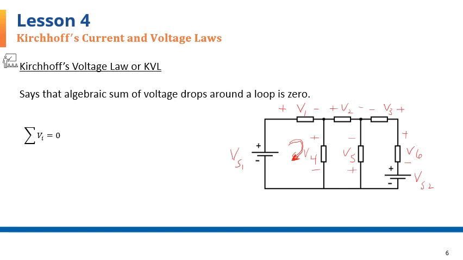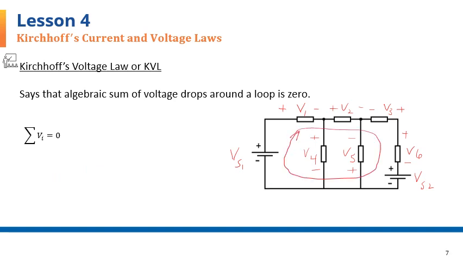So in this loop, starting here, I'm going to write negative Vs1 because Vs1 represents a voltage rise from negative to positive. V1 represents a voltage drop, so I'm going to assign a positive sign to that. And V4 is also representing a voltage drop, so I'm going to add that with a plus sign. And that has to come to 0 because I've gone around the loop and reached the original point.